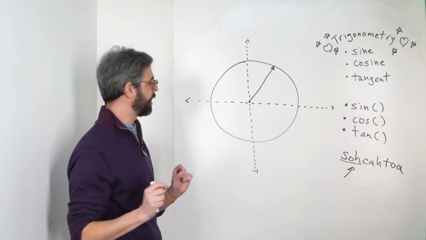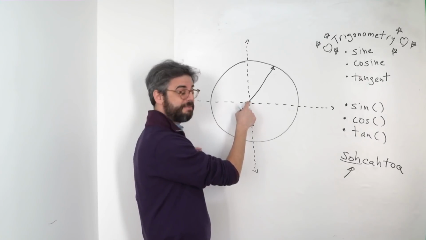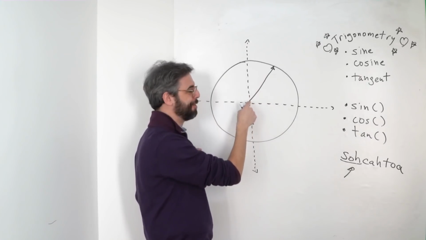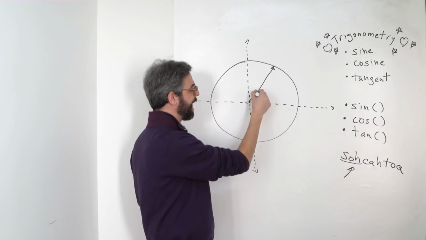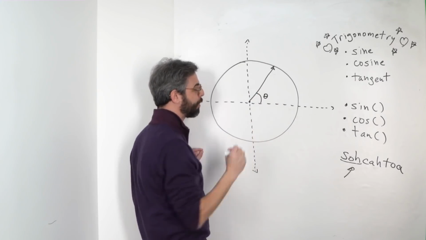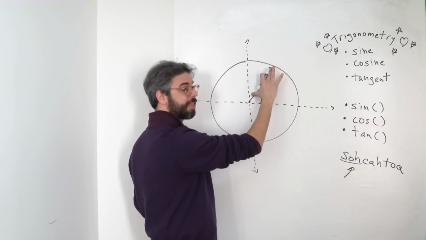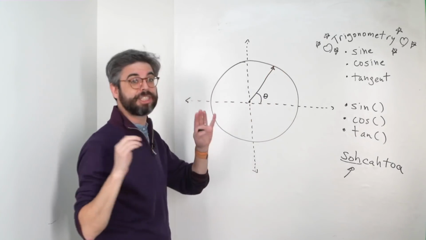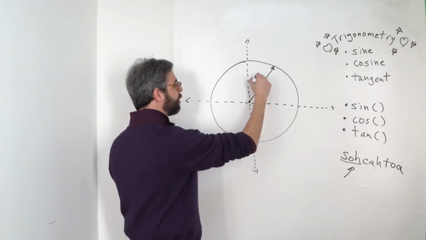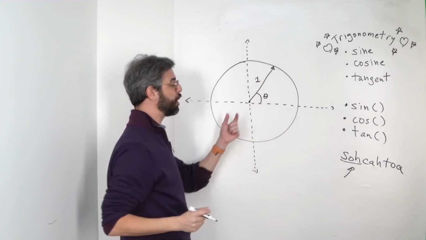What I want to start with is this idea of a vector. A vector is an entity with magnitude and direction. Its direction is indicated by this particular angle, theta. Its magnitude is the length of this particular arrow. Now, I want to assume right now that the magnitude will just be 1. This is a unit vector.